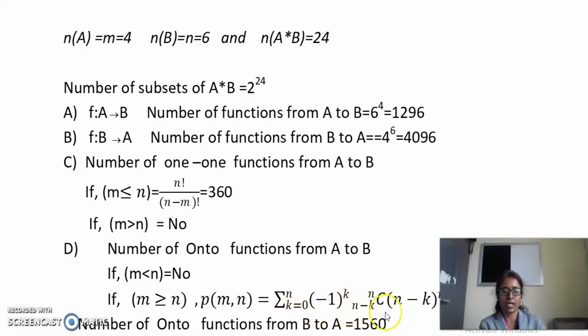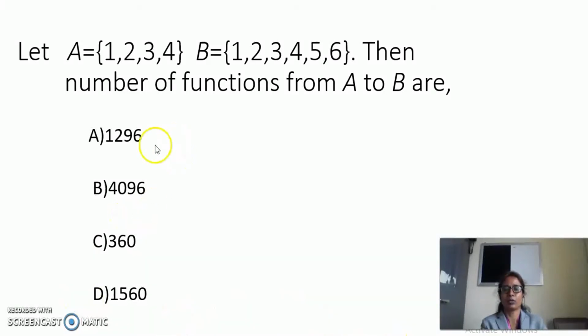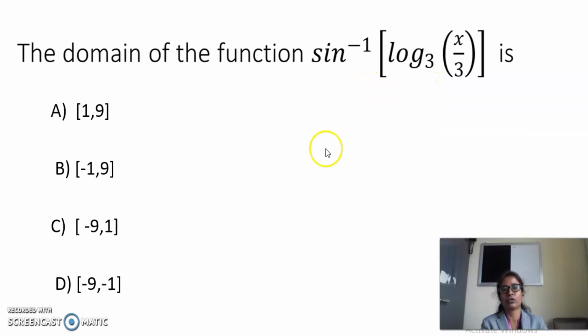Substitute the values of n, m, k, you will get the answer as 1560. So let us just revise with the first example. What is 1296 the answer for? If the question is the number of one-one functions from A to B, 4096 will be the number of functions from B to A. What is 360? The number of one-one functions from A to B. 1560 will be the answer for the number of onto functions from B to A. So this one example will clear 4 results.